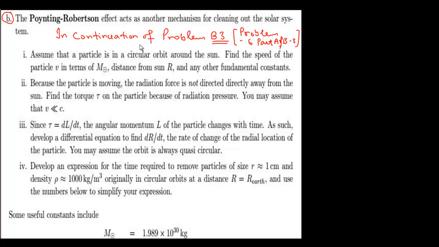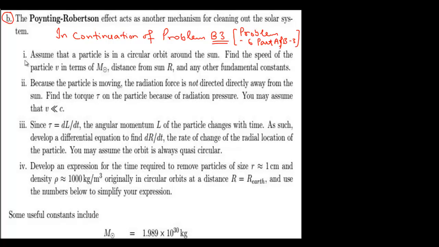Now this problem is in continuation of the problem B3, and part A I have solved under the heading problem 6 part A, and here we are going to solve this part B. Part A was about the cleaning of the solar system due to the solar radiation, where solar radiation is exerting pressure, radiation pressure on the particles. Now the Poynting-Robertson effect acts as another mechanism for cleaning out the solar system.